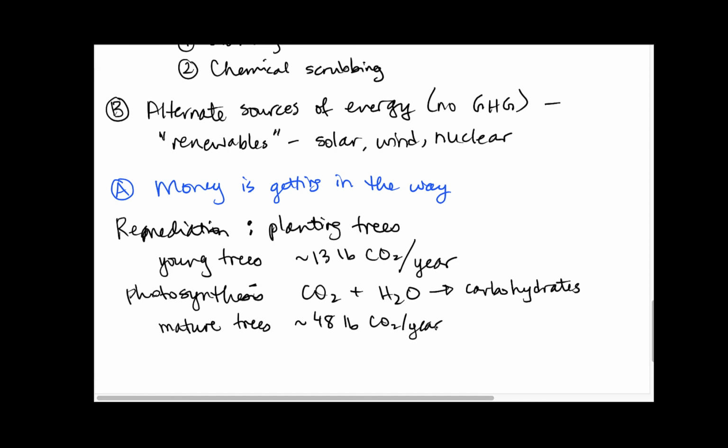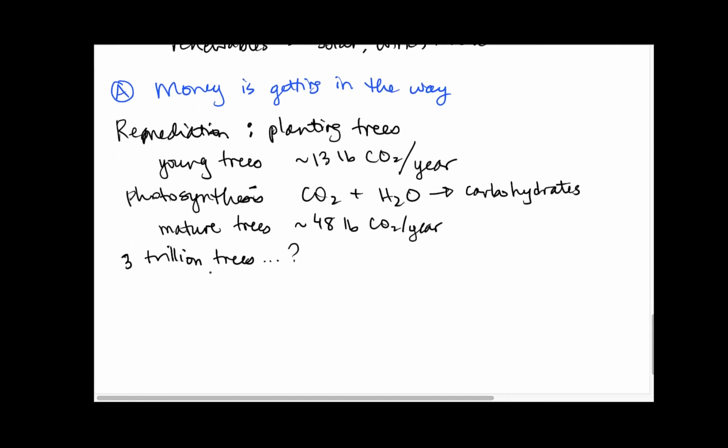That sounds pretty small, but if we think about the total number of trees that are out there, the internet tells me that we have about 3 trillion trees in the world. Give or take, right? Who's counting exactly? But we've got a lot of trees in the world. So 3 trillion trees times 48 pounds per year adds up quite a bit. We'll play around with some of these numbers in our homework.